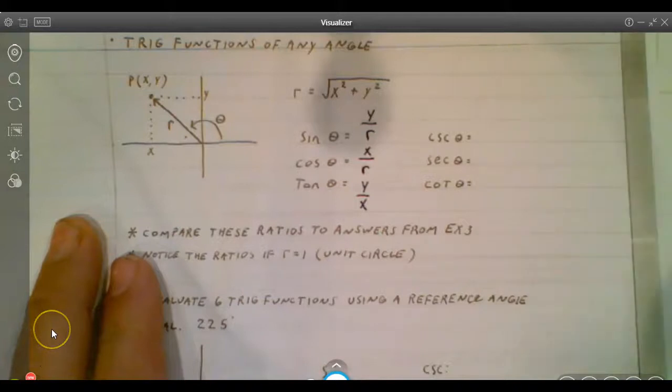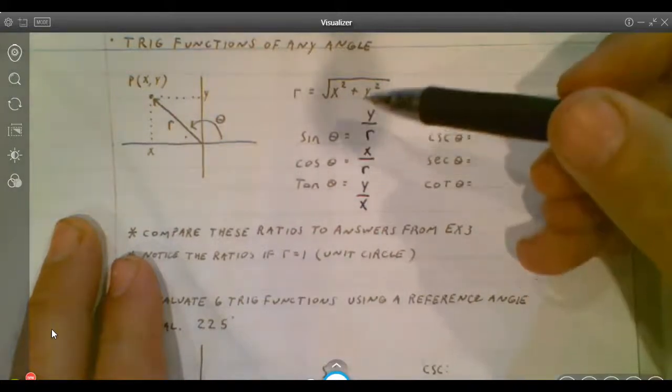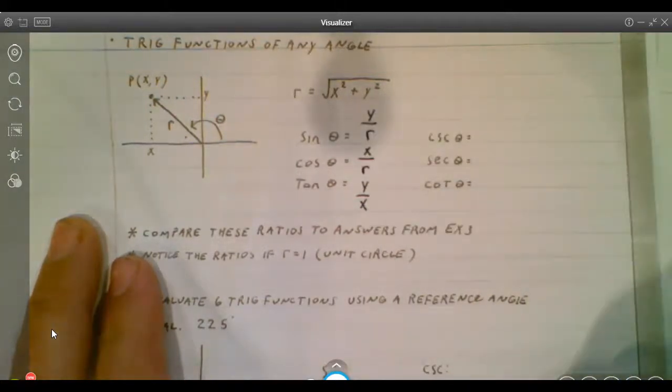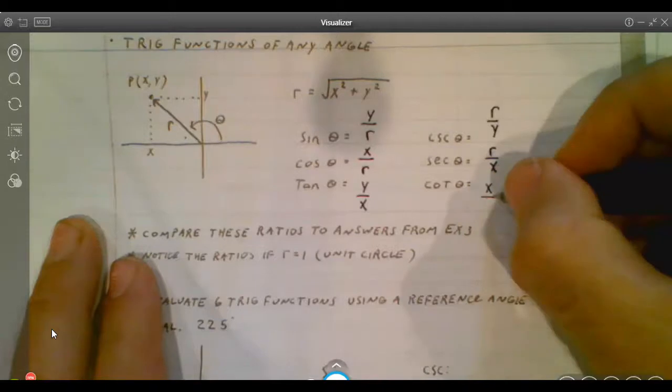So we're going to be able to start taking some shortcuts here as we start seeing this relationship always play out. And of course, these guys are just the inverses of those. So cosecant is going to be the radius over the y-coordinate. We have our radius over the x-coordinate, and then x over y for cotangent. All right, so keep those guys in mind as we take a look at this next example.